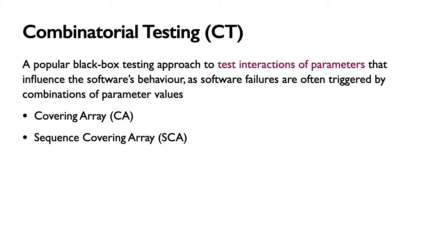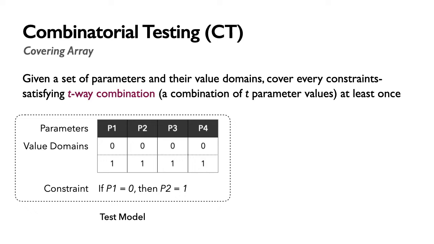Hence, in this study, we seek to adopt the concept of combinatorial testing to test RESTful APIs. The core idea of combinatorial testing is to create a test model to depict the input space of the software under test, and then generate a covering array as a test suite to cover and test the combinations between a certain number of parameters. In particular, assume that the behavior of a software is influenced by 4 parameters, P1 to P4, and each parameter can take values from the value domain 0 and 1.